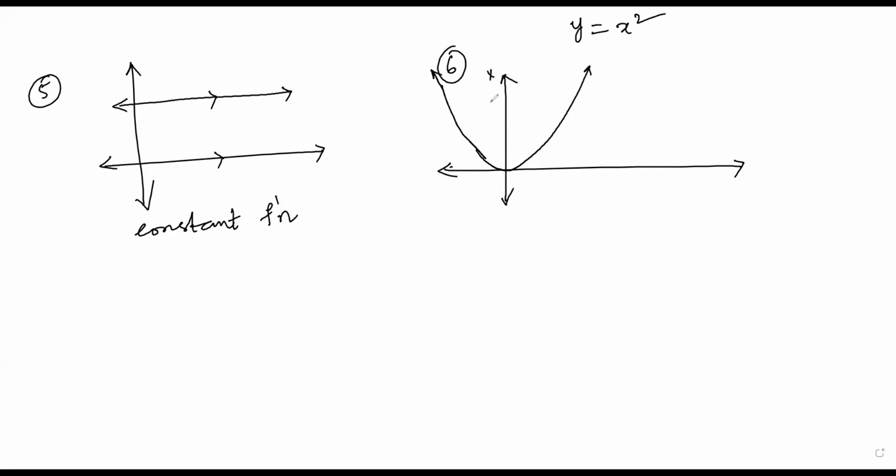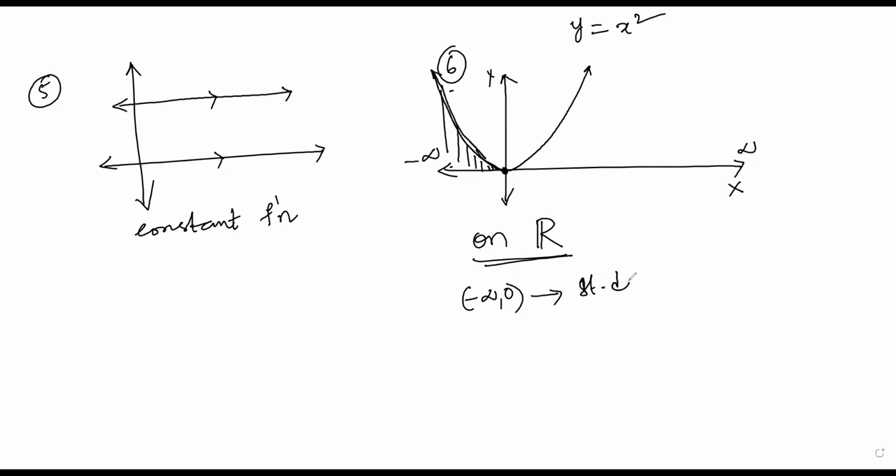Parabola. Okay. So now on the set of real numbers, on the set of real, minus infinity to infinity, if I check minus infinity to infinity, what happens is from minus infinity to 0, it is decreasing. Yes, it's decreasing. So on R, that means what? Minus infinity to 0, it's strictly decreasing. And then 0 to infinity, you say it is strictly increasing.